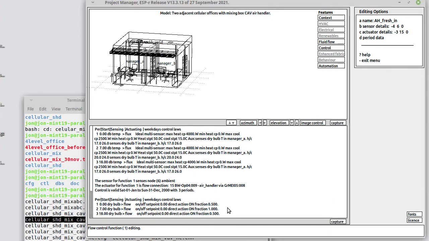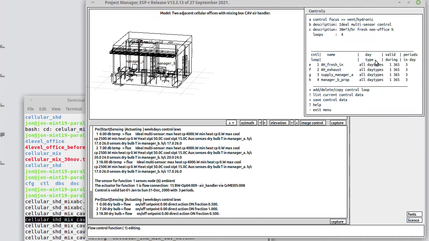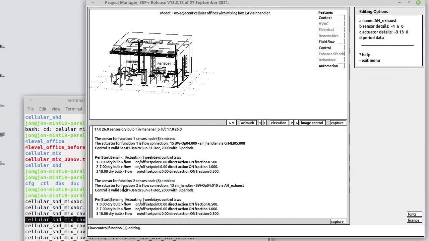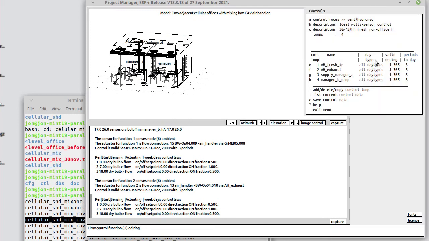And then we've got this on-off pattern with partial time overnight and then full flow rate starting from 7 o'clock in the morning. Same sort of thing for the exhaust. We've got the same timings so that we run at a fraction overnight and then ramp up to the amount we want during office hours.